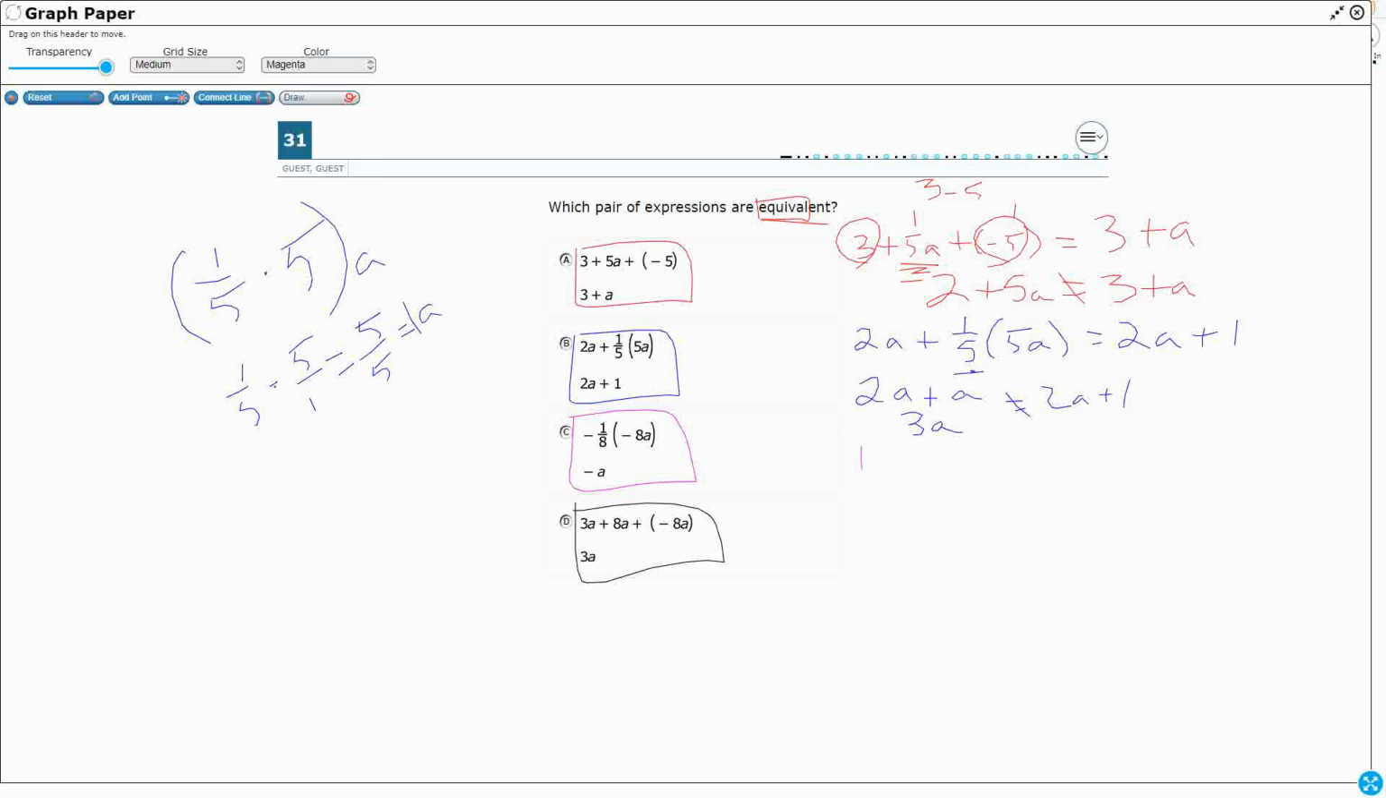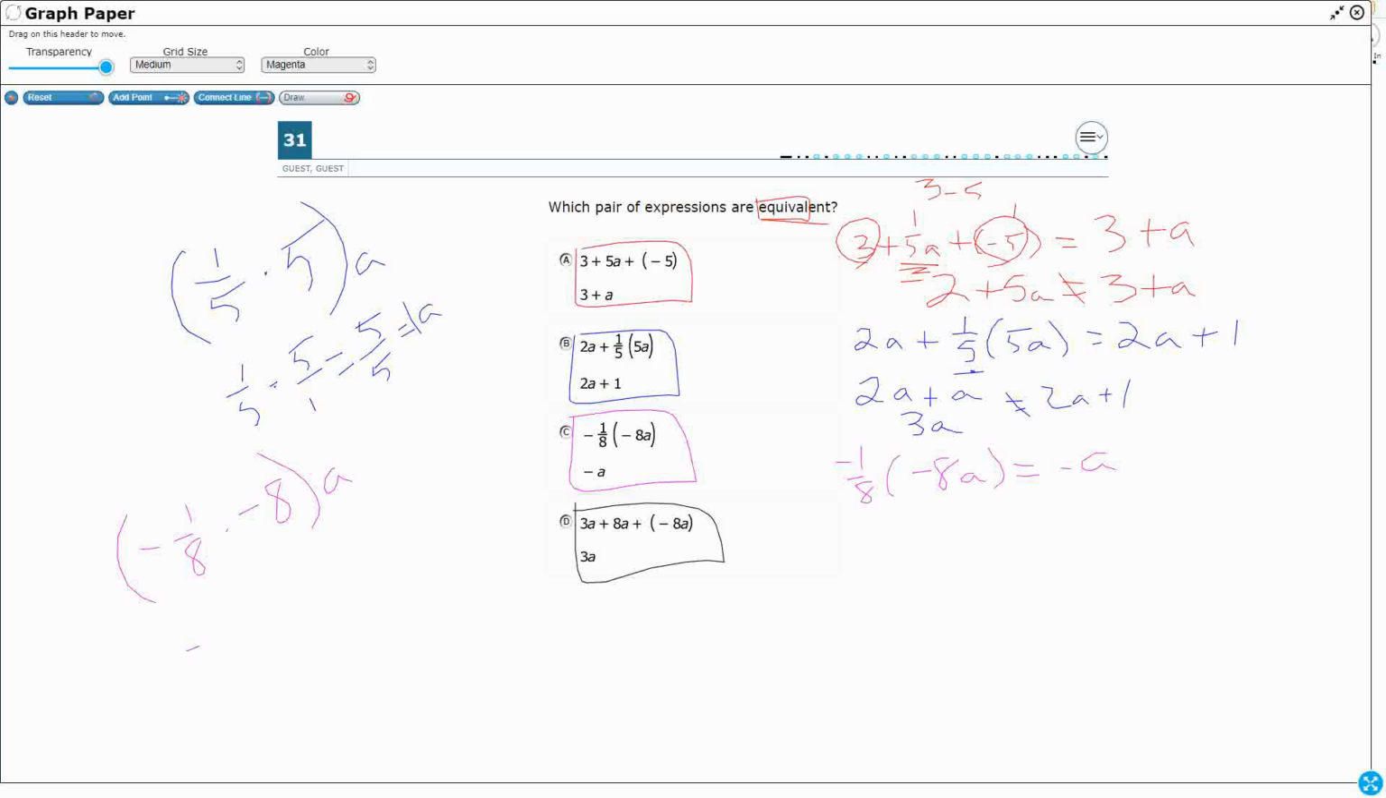All right, I've got the negative 1/8, negative 8a equals negative a. Okay, so same thing. I can multiply the negative 1/8 and the negative 8, right? I could just use the grouping property. I want to multiply those first and just put the a on the outside.